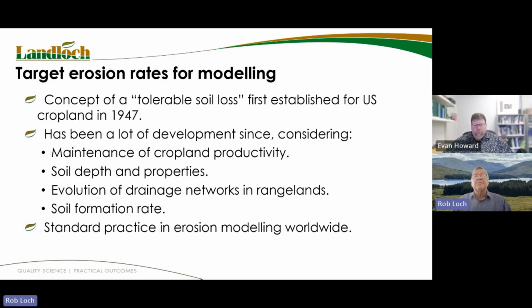Now, early US focus was on maintaining cropland productivity. A rate of 12.6 tonnes per hectare, which conveniently is 5 tonnes per acre, was adopted for deep fertile soils. They were never going to be fertile forever at that rate, but they wouldn't hit the wall until long after everyone involved had shuffled off the mortal coil and was unlikely to be called to account for it. But that rate was reduced to about 4.5 tonnes per hectare for shallow rangeland soils because, again, of the inability to plough out rills, etc.